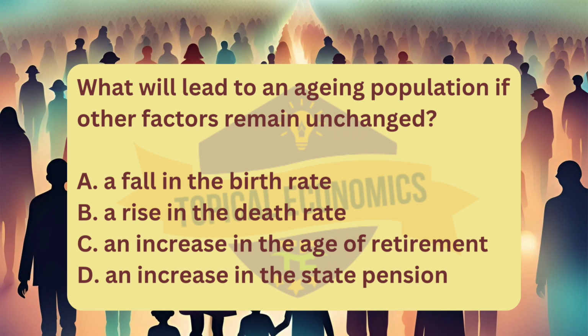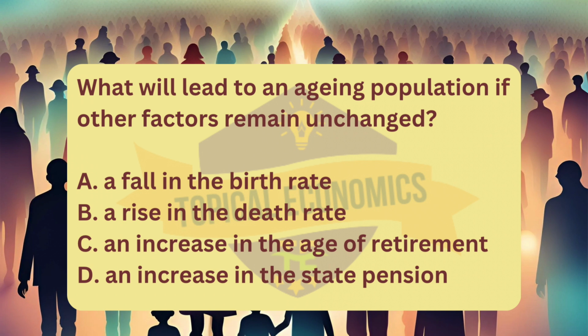A fall in the birth rate is one of the main factors leading to an aging population. When fewer children are born, the proportion of elderly people in the population increases over time, as the younger generation shrinks. As a result, the population ages, because there are fewer young people to balance the growing number of older individuals. This trend continues unless offset by higher immigration or other factors.